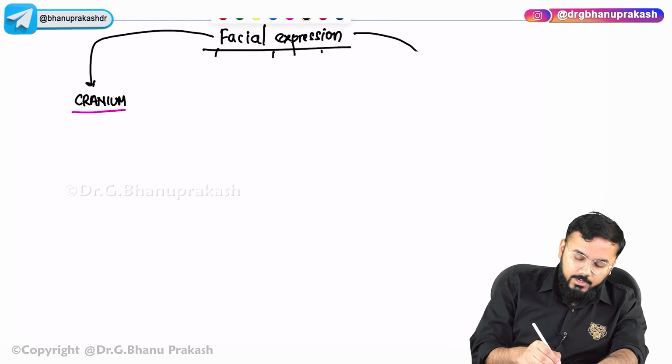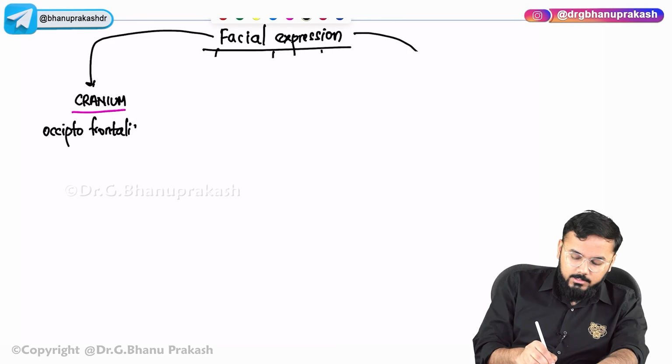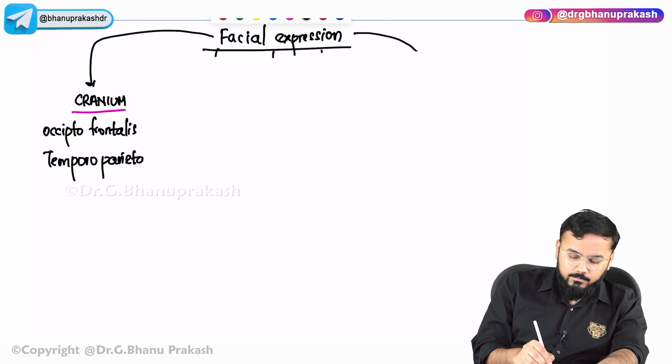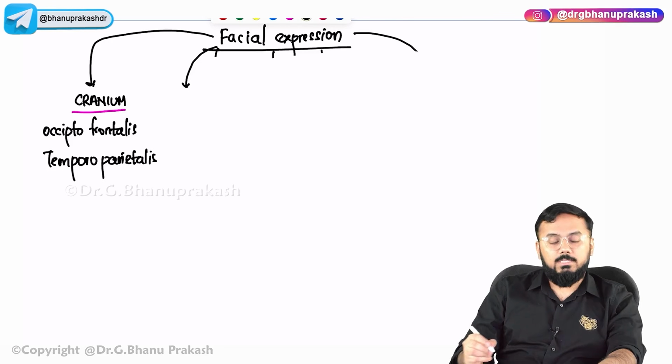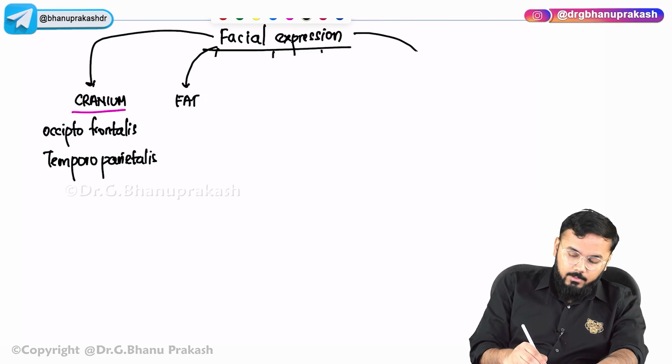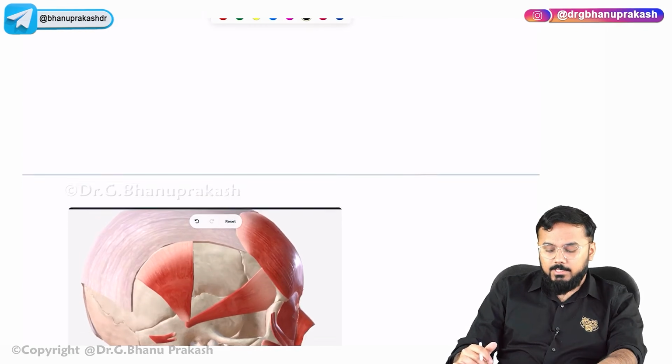Okay, so first we discussed occipitofrontalis and temporoparietalis. Now after this, the next important thing is muscles of the ear, muscles that are attached to the ear. So what are the muscles that are present towards the ear?